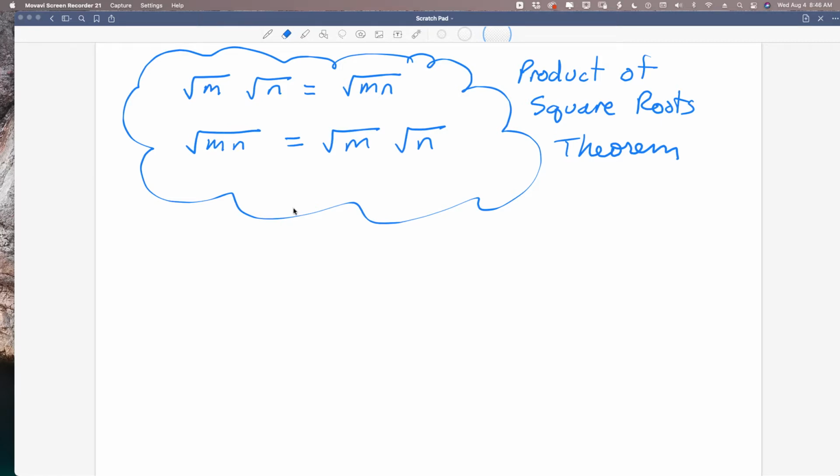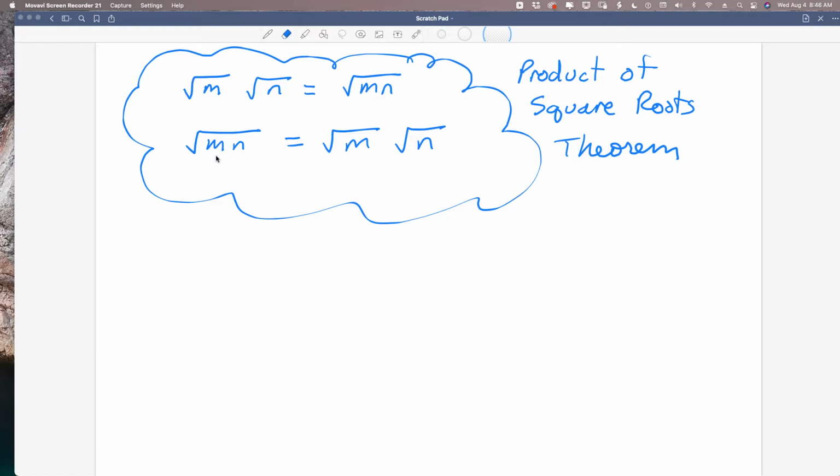Welcome back, students. Today we're in lesson 20 and we're going to review the product of square roots theorem. And all that says is that if you take two square roots and multiply them times each other, then you can get a product underneath the same radical symbol.